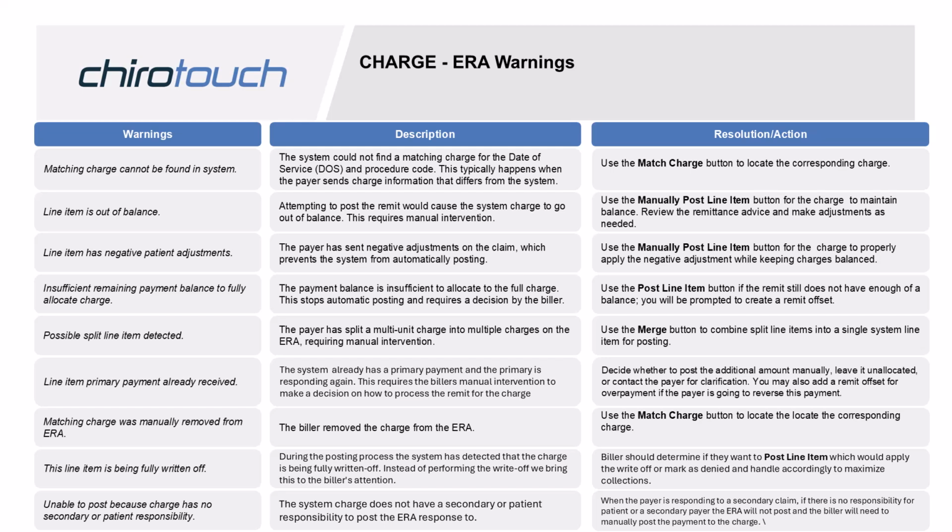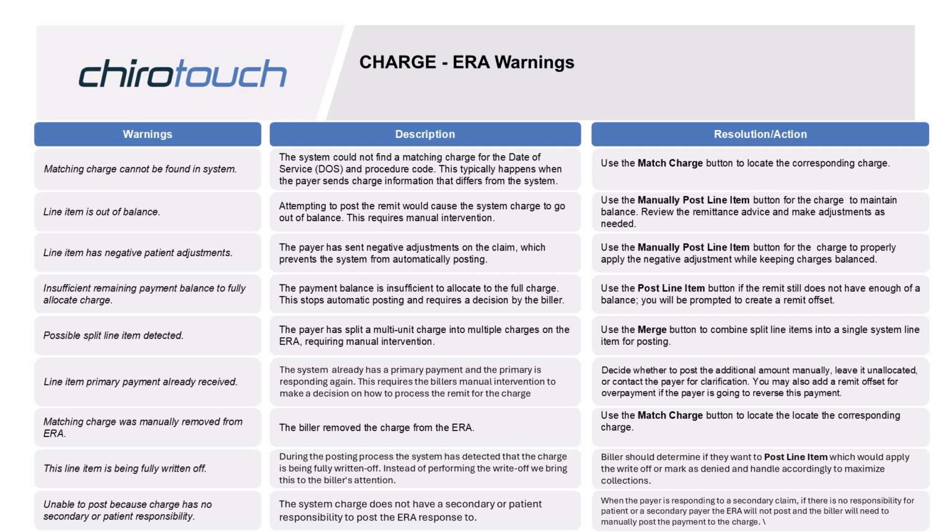Moving along through some of these, line item primary payment already received. This one we saw already. And this, you need to decide whether to post the additional amount manually, to leave it unallocated, or contact the payer for clarification. You may also add a remit offset, which again we'll review, for overpayment if the payer is going to reverse the payment. So if you already know that's going to happen, you can create it ahead of time. So that's up to you to handle if they've already paid and they shouldn't have. Also, I might check to see if there was a reversal that I didn't apply, and then they were paying again, because if we apply the reversal, this message wouldn't appear.